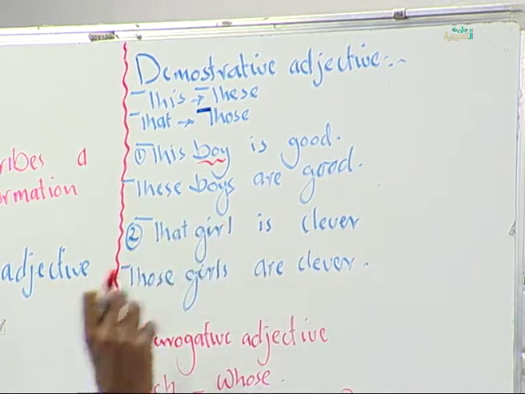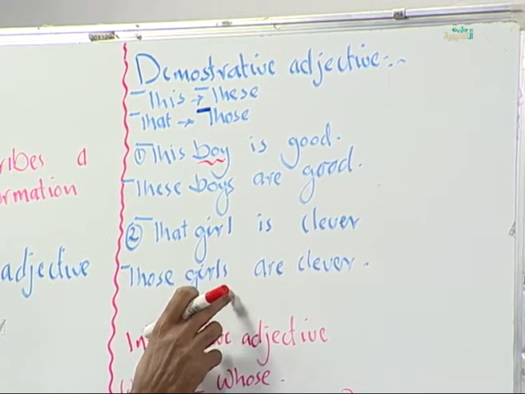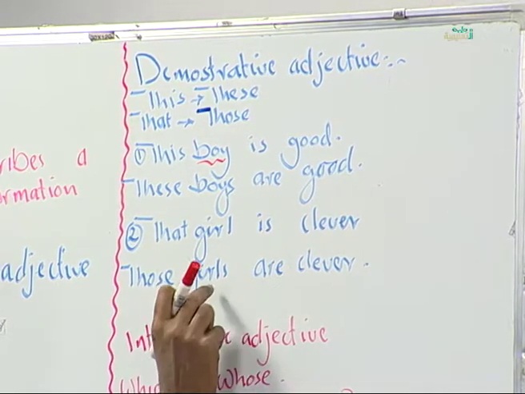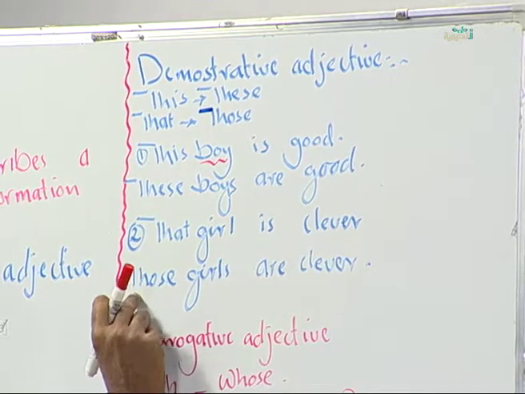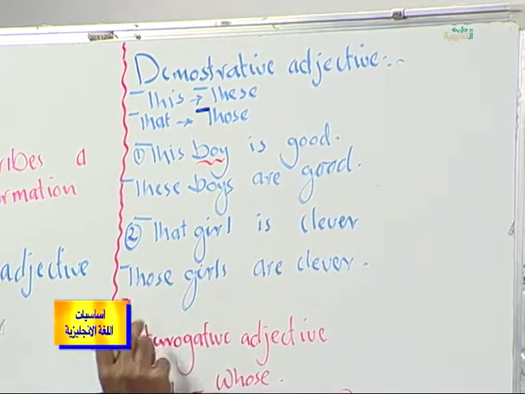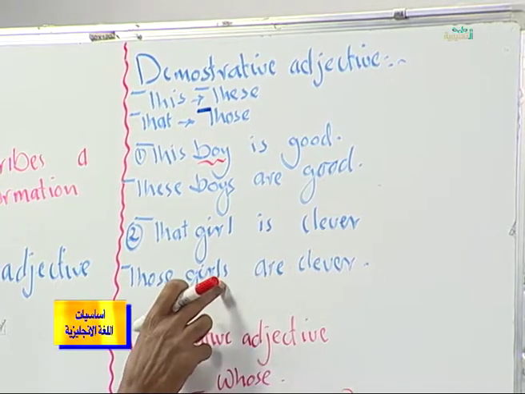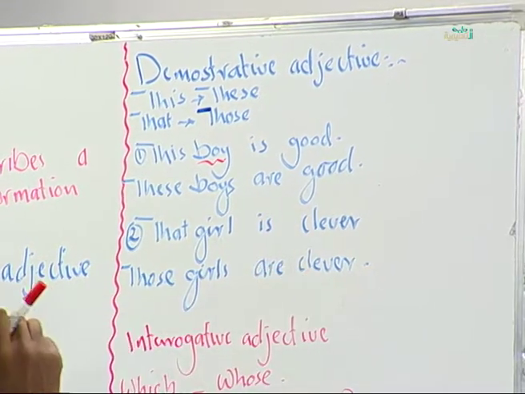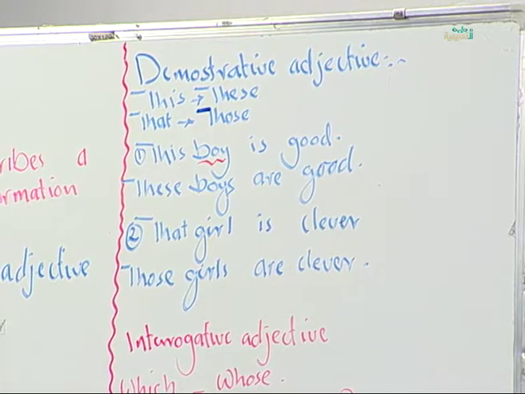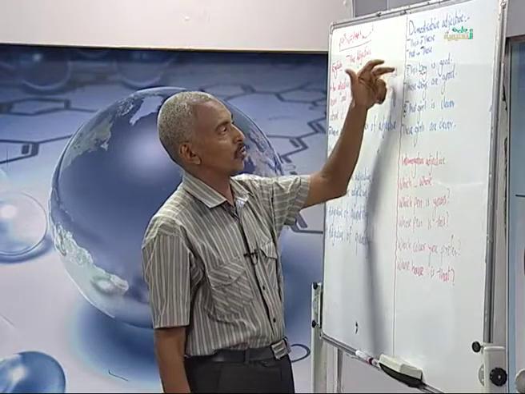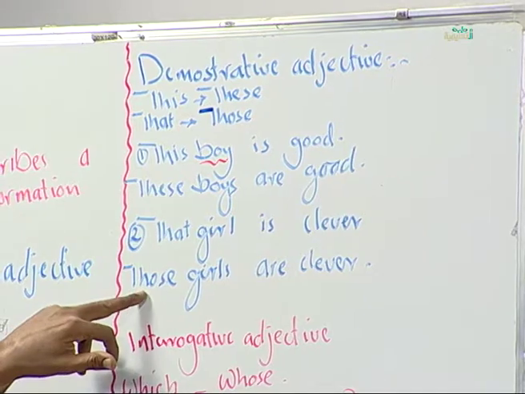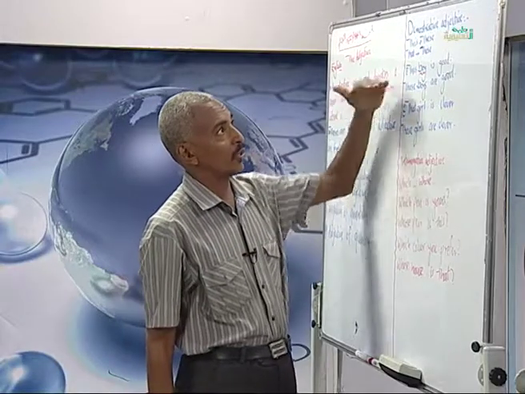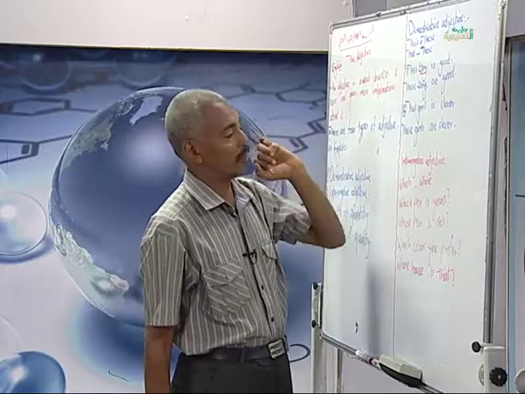When the noun becomes plural, we use the demonstrative adjective those. And as you see, those girls are clever. This means that we can talk about something that is absent, not in front of our eyes, and we can use this demonstrative adjective: that for singular, and those for plural. This is what we have about demonstrative adjectives.